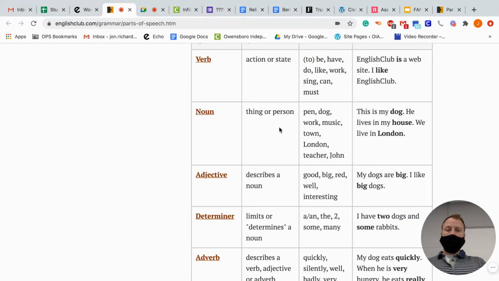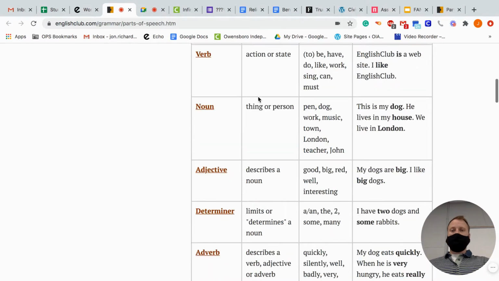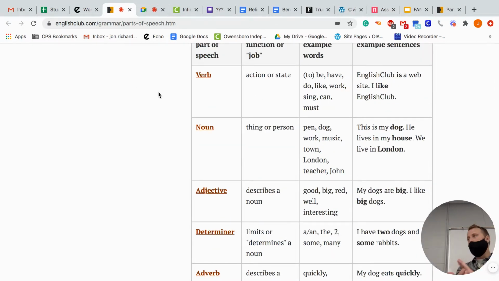A noun is a person, place, or thing, okay? These are examples: pen, dog, work, music, town, London, teacher, John. This is my dog. He lives in my house. We live in London. So if it is a person, a place, or a thing, then it is a noun, okay? And then an adjective describes something. So good, big, red, well, interesting. If it describes a noun or describes something, then it is an adjective, okay? So my dogs are big. I like big dogs, okay? So a descriptor. So those are 3 main parts of speech, okay?